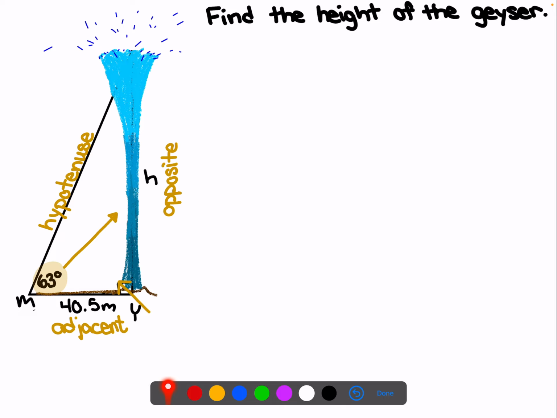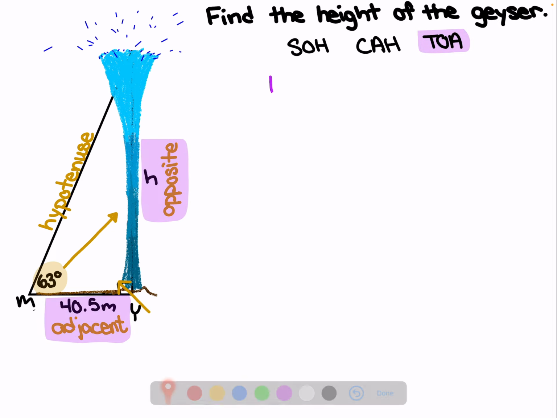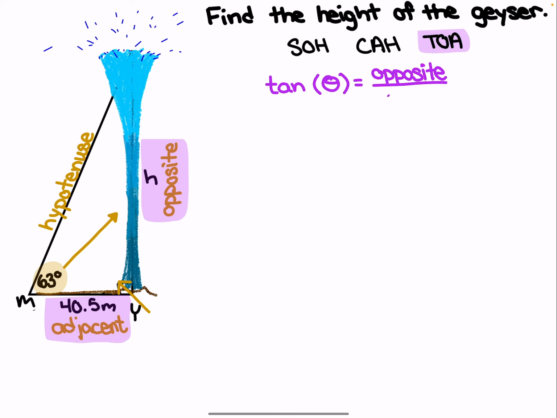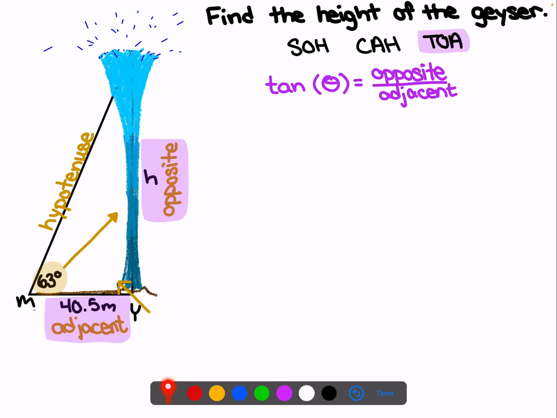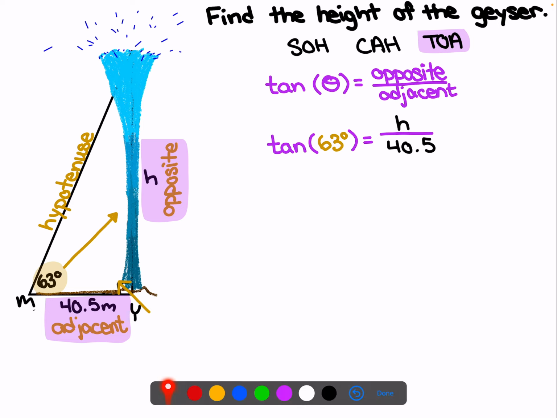So if we were to use Soh-Cah-Toa, what information do we actually have on the figure? Well, we have the opposite side, H. We have the adjacent side, 40.5. So therefore, since we have opposite and adjacent, we want to use tangent. So tangent of theta is equal to opposite over adjacent. Again, the angle that we have that's going to replace theta will be 63. Opposite is h. Adjacent is 40.5. So tangent of 63 equals h over 40.5.